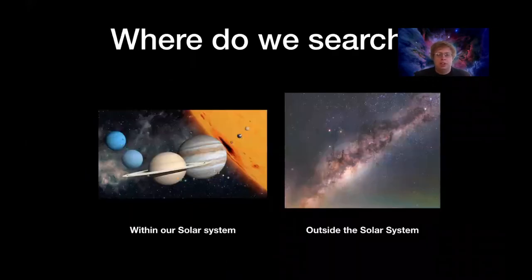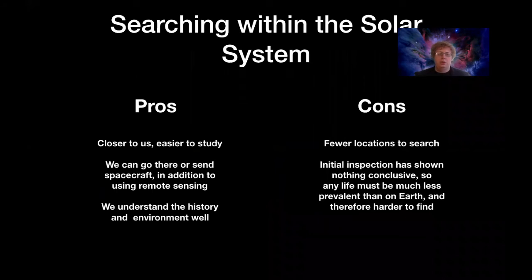Okay, so now that we've thought about the different tools that we can use, now we can ask the question, where should we look? Where do we search for life? And there's generally one big dividing line, which is we should either look for life within our solar system, in the planets in our solar system, or we should look for life outside the solar system. Of course, we'll try to do both, but how much focus should we put on one versus the other? So there's some pros and cons to each.